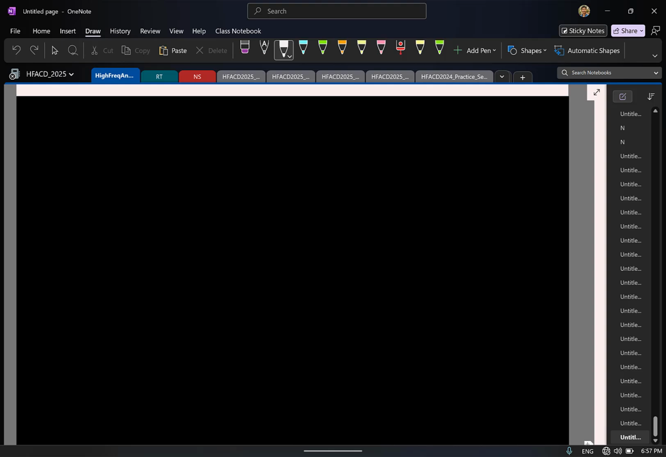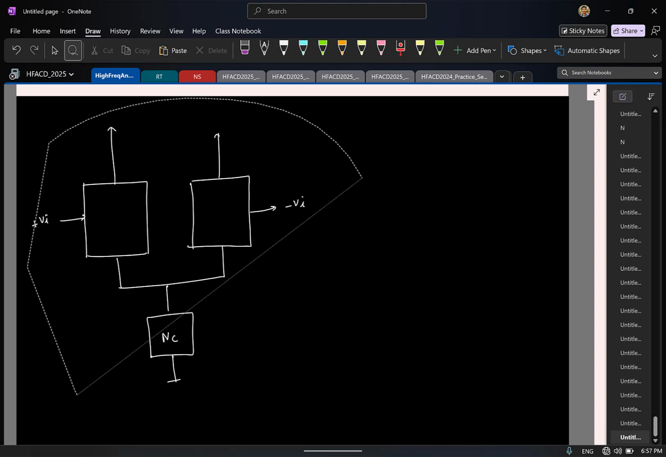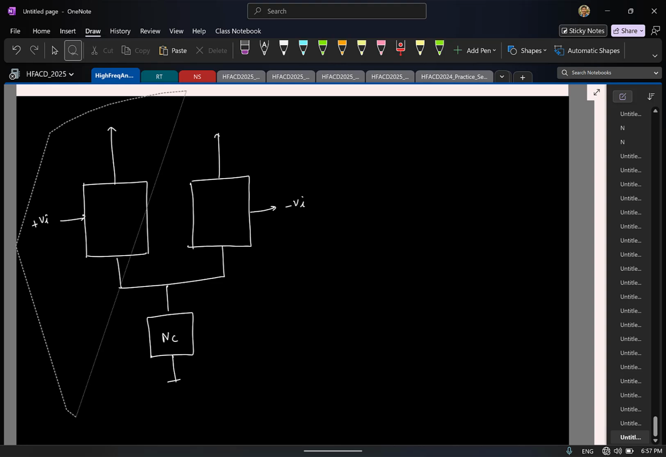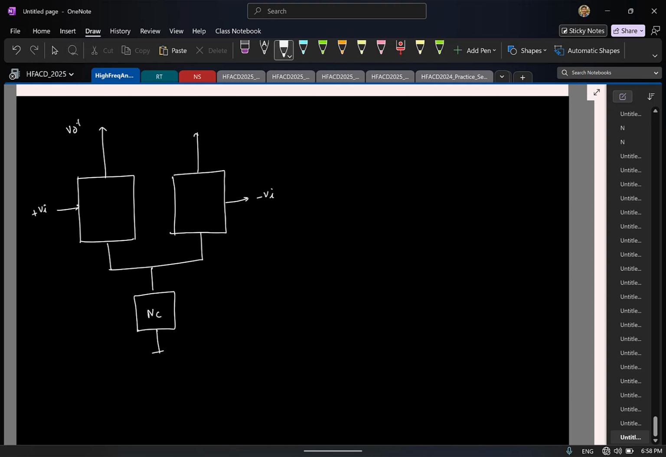And for that, I'll consider a simple block like this: one half circuit, another half circuit, and something that is common. Very crude representation of a fully differential circuit. Let us say here I apply plus Vi, here I apply the minus input, and let's say I call this VO plus and VO minus.